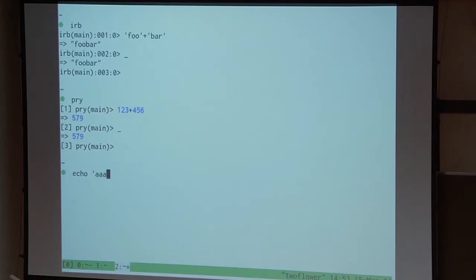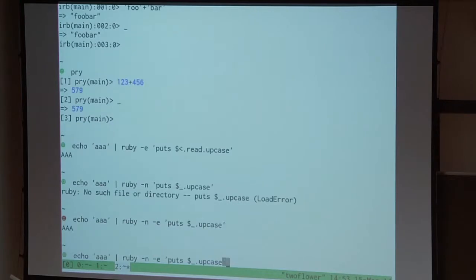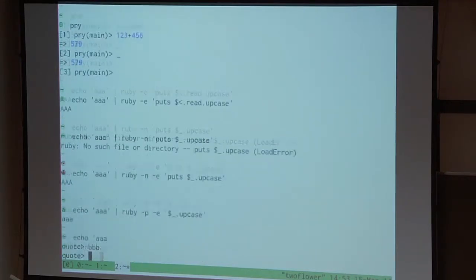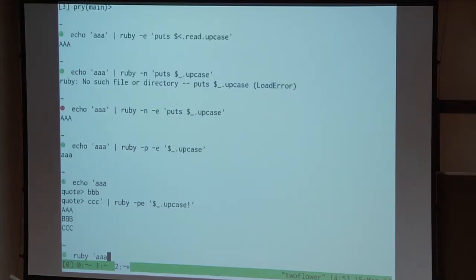So on the command line, Ruby is a bit like awk. So you can do it like this. You can just read standard input and do something with it. But you can also give this -n, and then it'll go through every line. And every line will get assigned to $_. If you want to output that, then you can use -p, and then it'll output $_ again at the end of the loop.